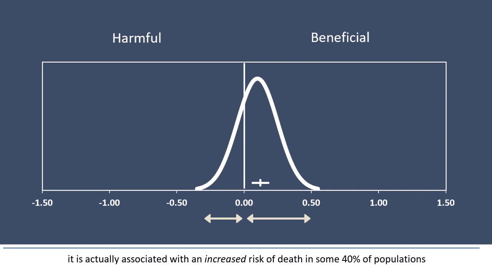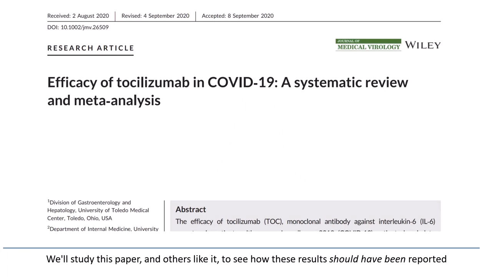In other words, by focusing on the fact that the effect is statistically significant, the paper misses the point that the treatment might harm nearly as many people as it helps. We will study this paper and others like it to see how these results should have been reported and what we can actually learn from the analysis when it's done properly.